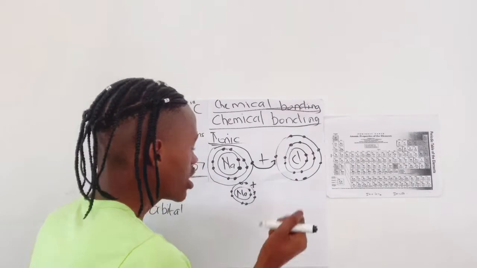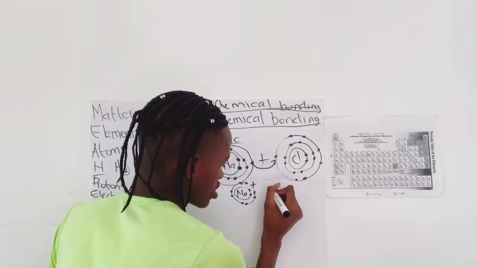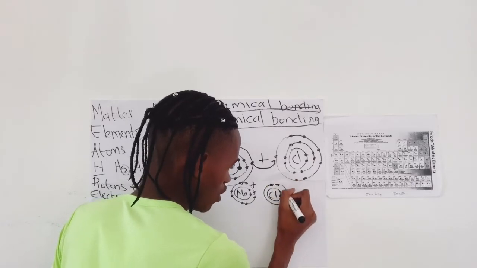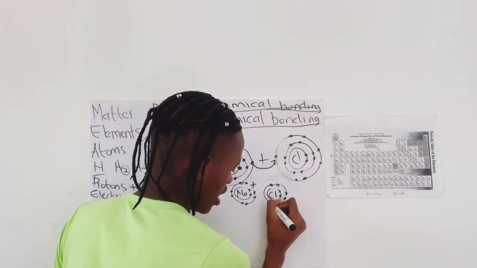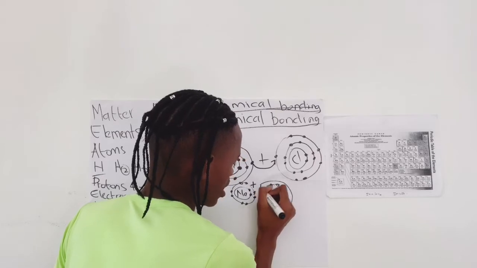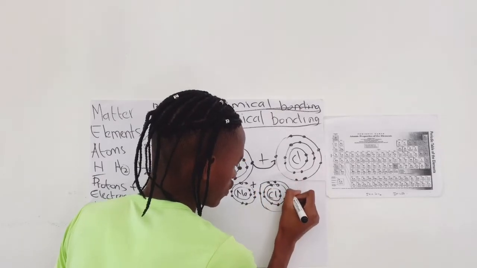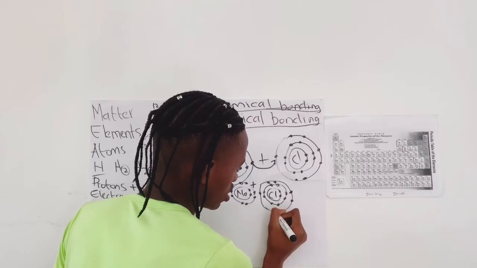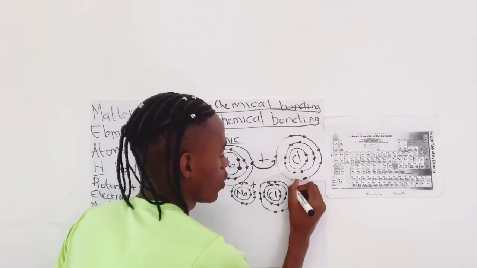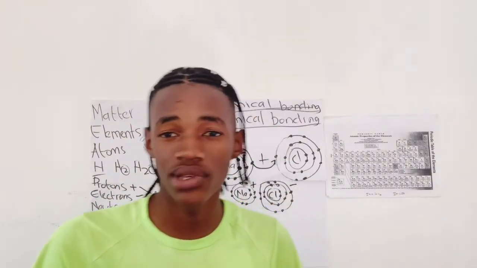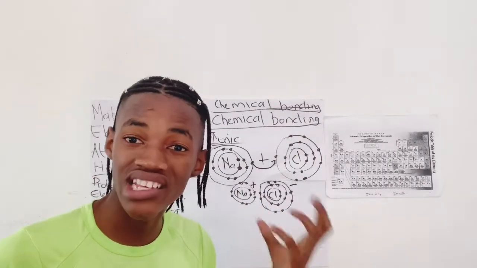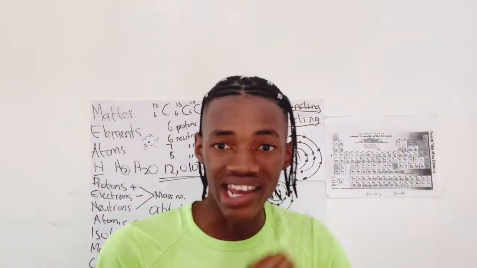Now for chlorine, which has 1, 2, 3, 4, 5, 6, 7, 8, 9, 10, 11, 12, 13, 14, 15, 16, 17, 18, right? Then this is now negative. The reason why it is negative is because it got an electron from sodium, and remember that an electron is negative, so now it is more negative, right?